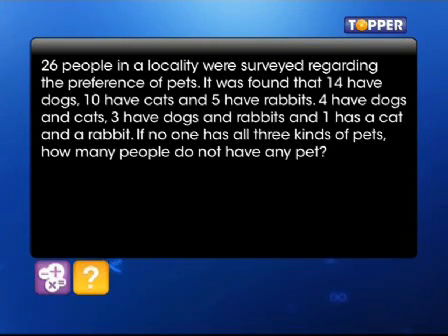It was found that 14 had dogs, 10 had cats, and 5 had rabbits. 4 had dogs and cats, 3 had dogs and rabbits, and 1 had a cat and a rabbit. One big community of animal lovers, right? If no one has all 3 kinds of pets, how many people have no pets at all?